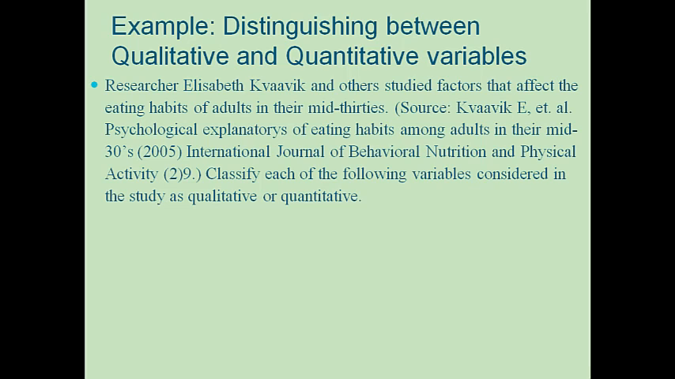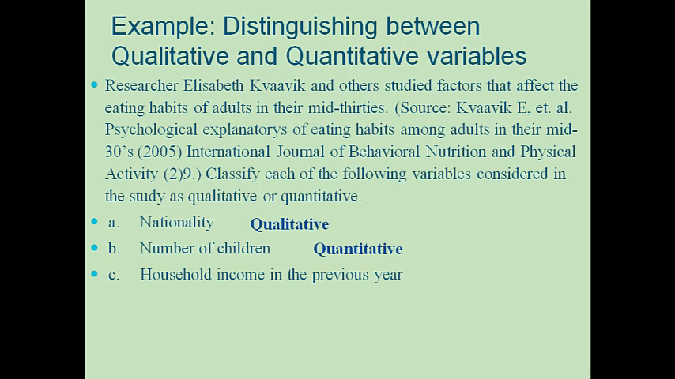In this study, our researcher and others studied factors that affect the eating habits of adults in their mid-30s. So we want to classify each of the following variables considered in the study as either qualitative or quantitative. The first was nationality. A person's nationality is just a category, so this would be qualitative. Number of children, this is a numeric value, so this would be quantitative. Next is household income in the previous year. Again, this is a numerical value, so this would be quantitative.